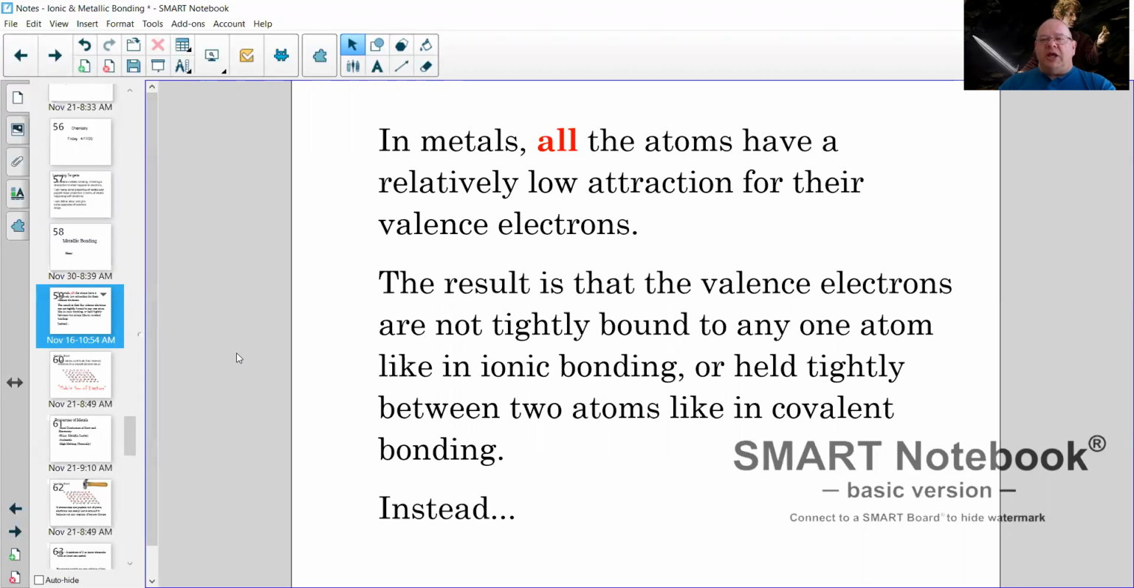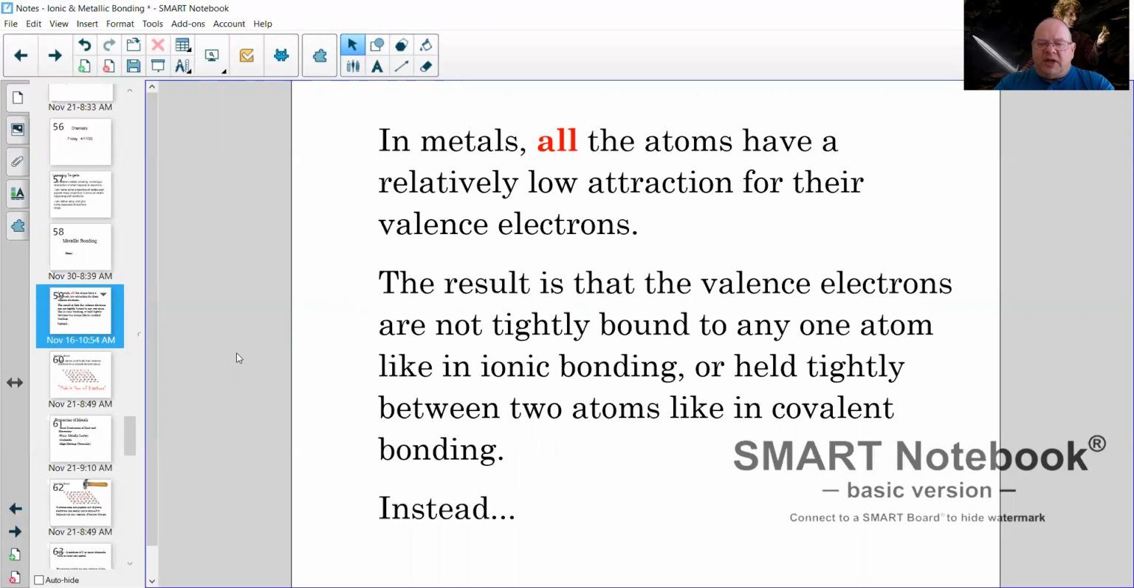So we're talking about metals here. And if you think about what you know about your valence electrons, metals, all the atoms have just a couple of valence electrons, one or two, sometimes three, and none of the atoms have a very strong attraction for their electrons. You think about how different that is from ionic bonding.